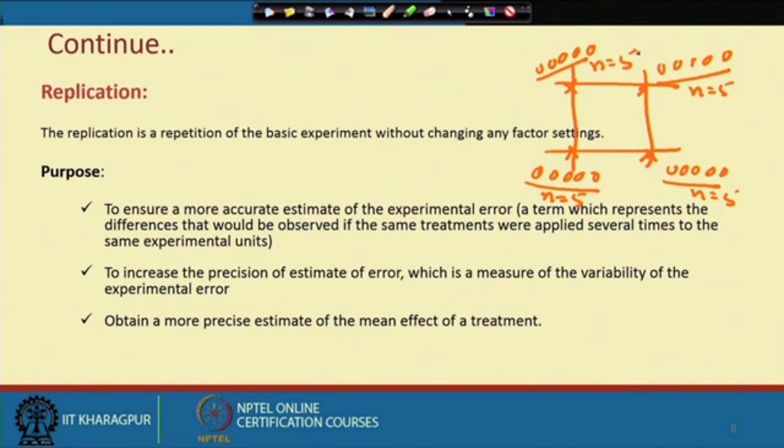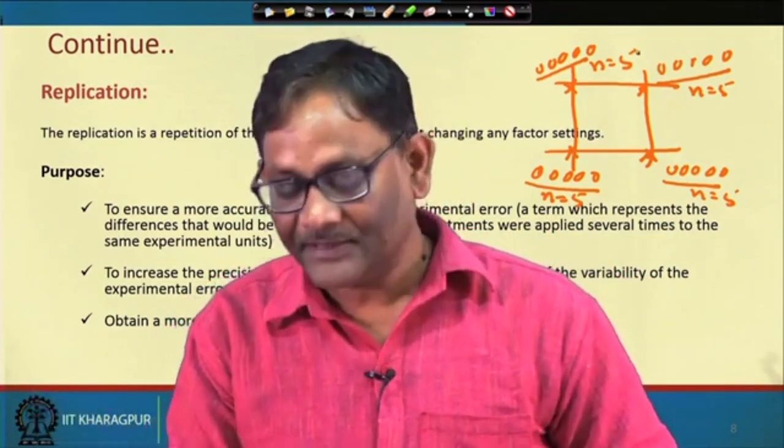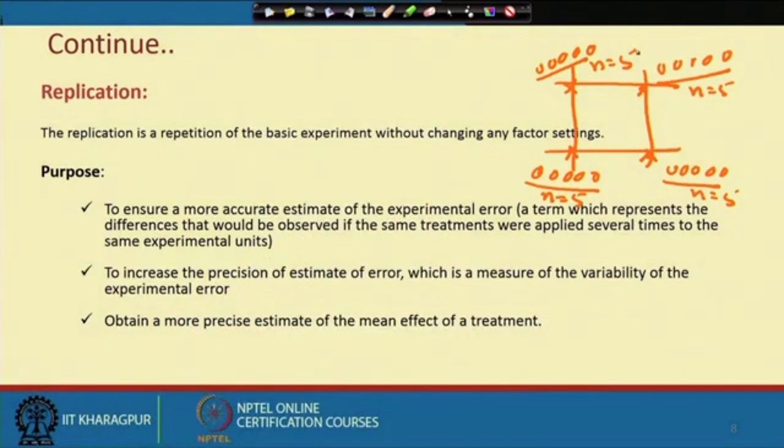What is the purpose? To ensure a more accurate estimate of the experimental error, to increase the precision of the estimated error, and to obtain a more precise estimate of the effect of the treatment. All of this is quantitative in nature. Once we complete the basic statistics part, I'll come back and tell you how to compute the accuracy, how to calculate the precision of the estimated error, and how we say that you are getting a precise estimate for the mean effect.